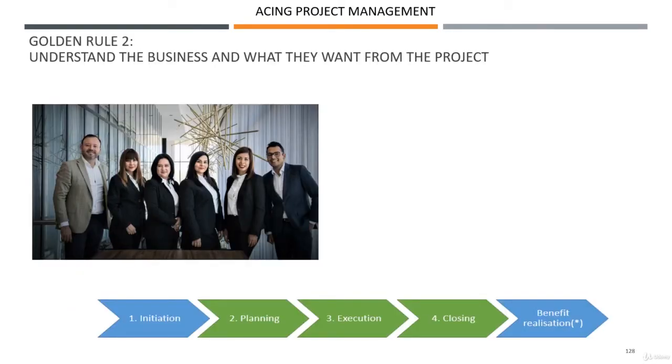Welcome back. Golden rule number 2. Understand the business and what they want from the project. And what do they want from the project? They want benefit realization. What they are working on, they want to see the benefits at the end of the project. So sometimes they are not the most riveting benefits. It could be just a mandatory legal change, but at least they will be compliant and it's important for them.